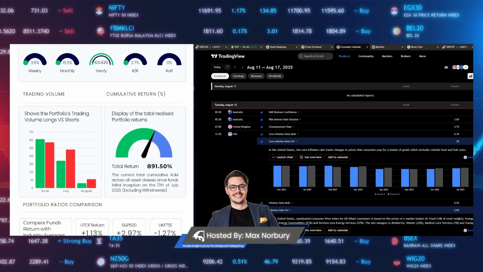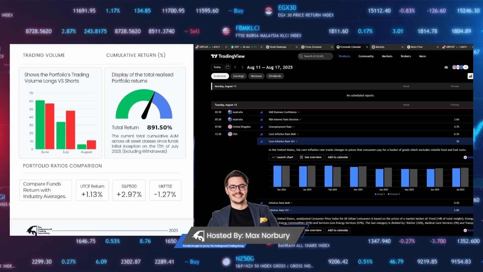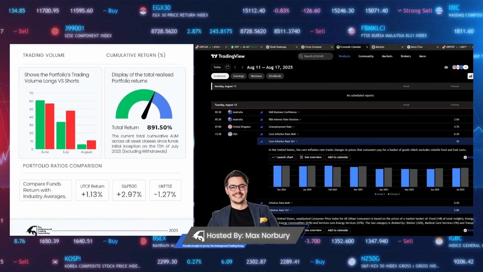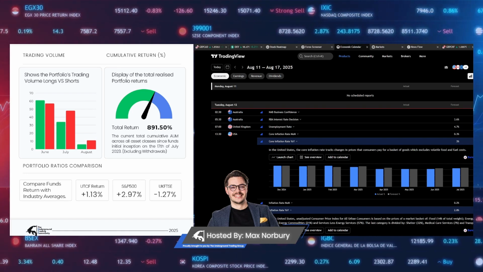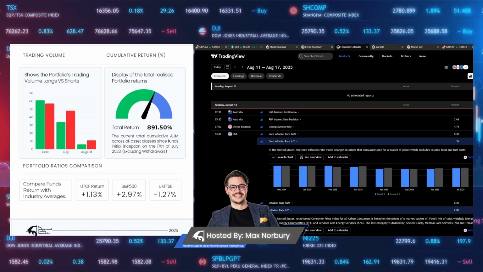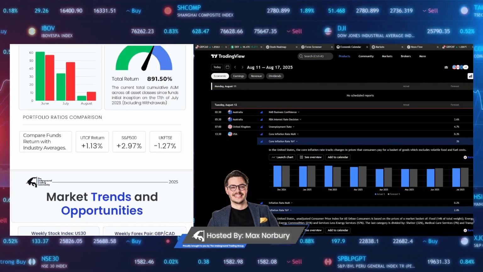Looking at the portfolio comparison down here as well, the S&P 500 last week had a really explosive week. It was very, very good, closing out at plus 2.97%. UK FTSE actually took a hit at minus 1.27, and we were right down there as well with a plus 1.13, so relatively stable in comparison.